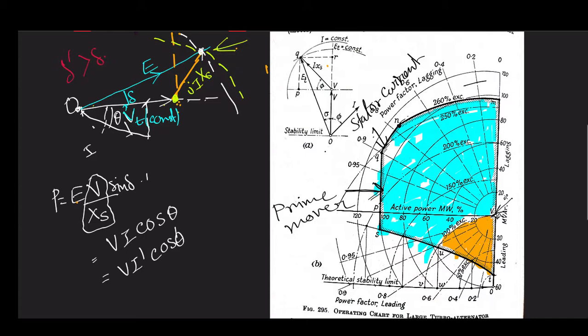MVAR. So this is limited by your field current, because if you want more MVAR, then you need to increase the amount of your field current, and that field current will definitely cause heating in your field winding. So that is not possible. Therefore, this side is bound by your field current.